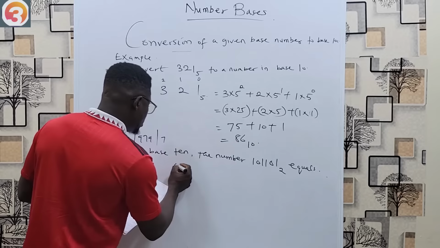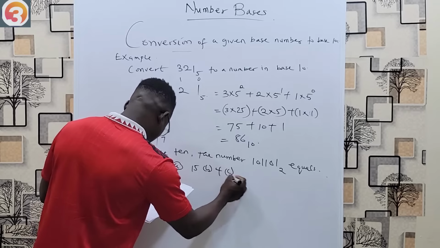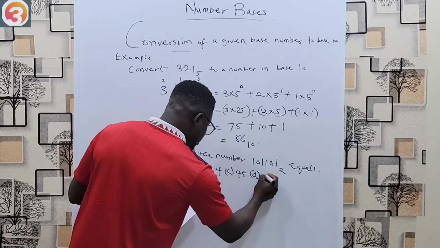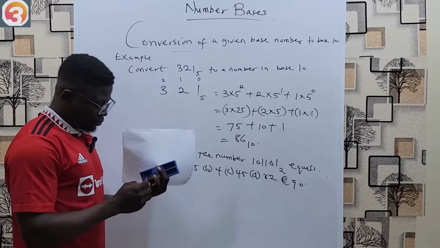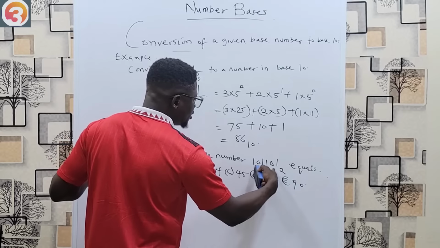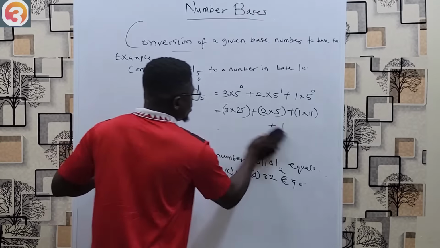A is 15. B is 4. C is 45. D is 32. E is 90. So now we're going to convert 101101 base 2 to base 10. So it's as simple.